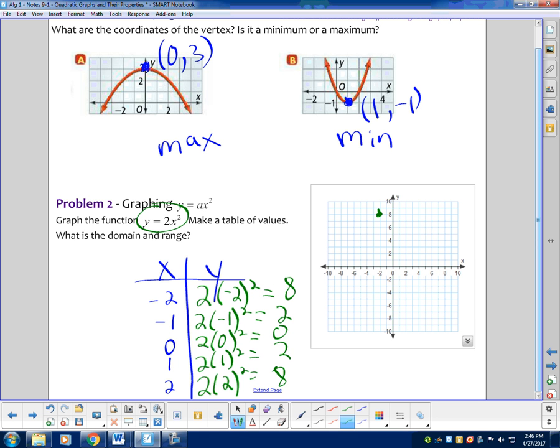Okay, do you guys see that? 2 left and 8 up. Then I'm going to graph the next point. What's the next point here? It's like -1, 2, right? Jose.